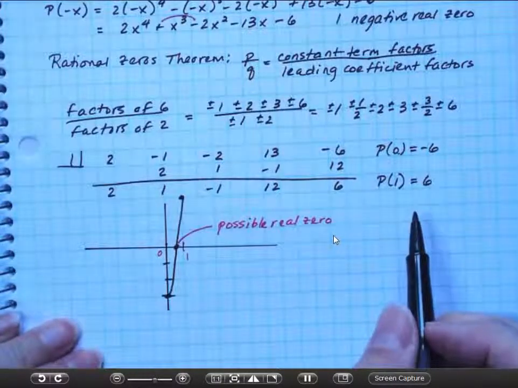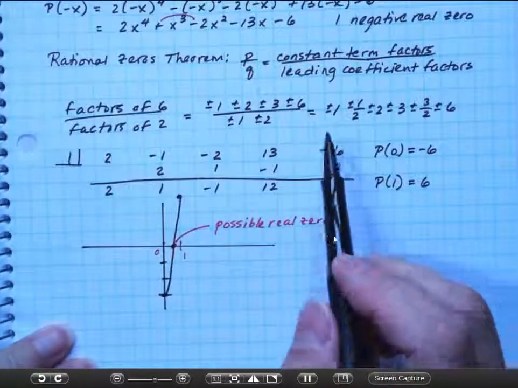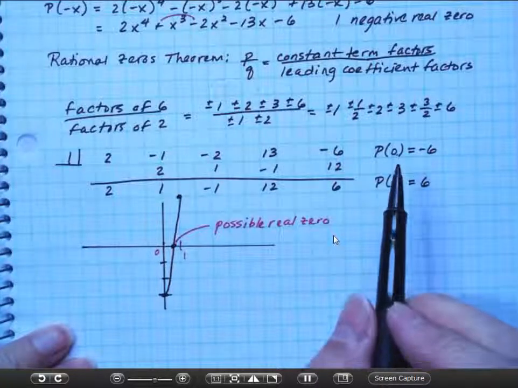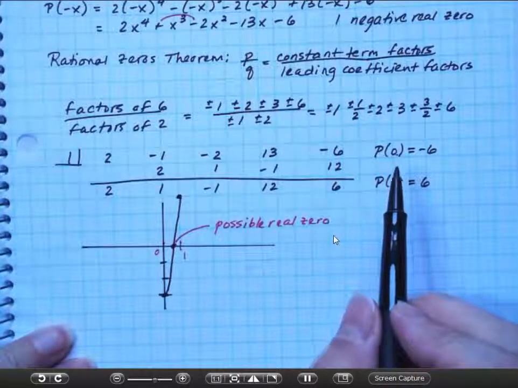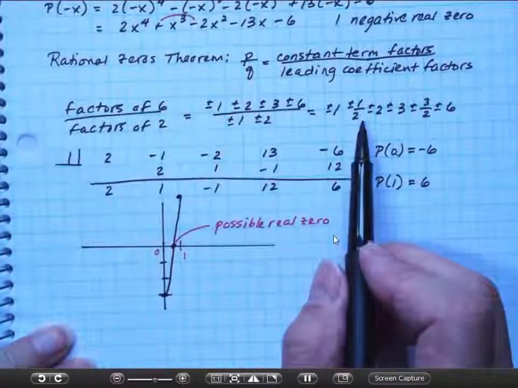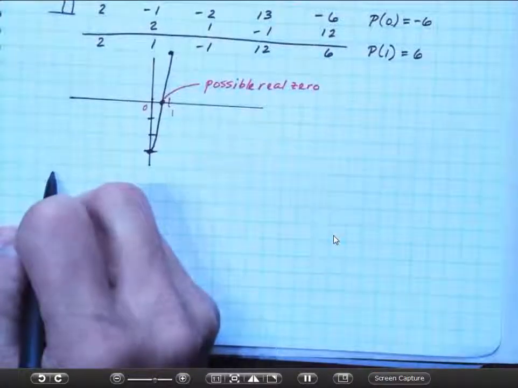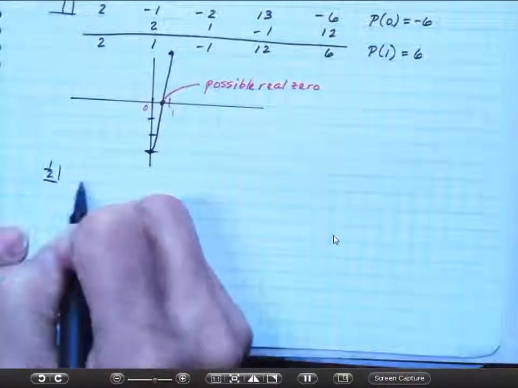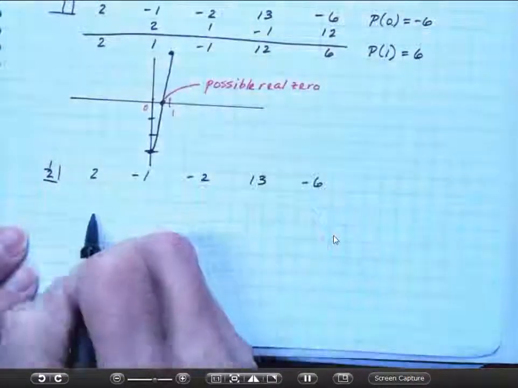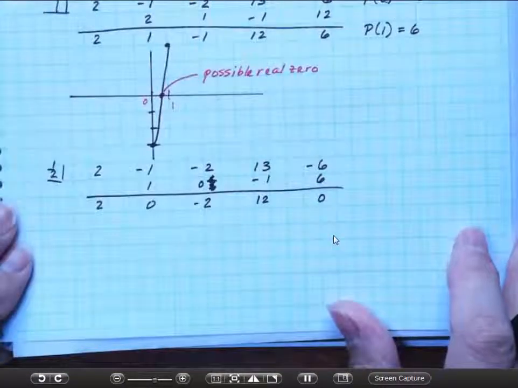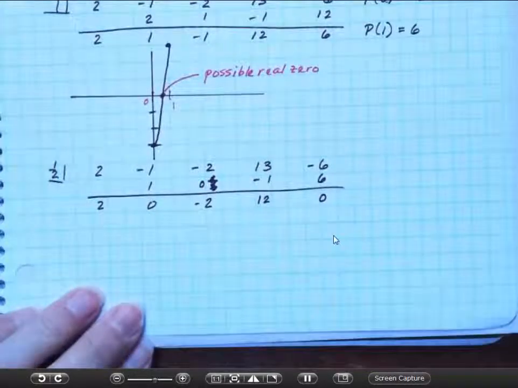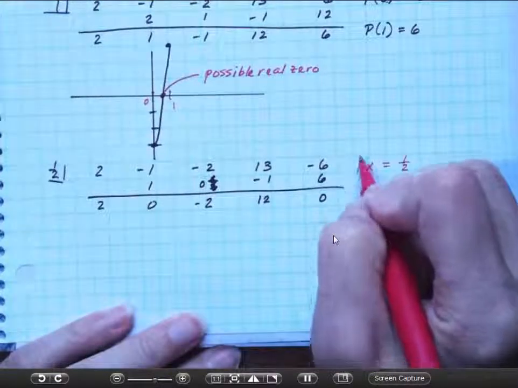So I'm going to look back at my possibilities, and do I have any positive numbers between 0 and 1? 1/2. So I'm going to try 1/2. So now I'm going to synthetically divide using 1/2 as my 0, going back to my original function, and I found a 0. So I know now that x equal to 1/2 is a 0 of my function.